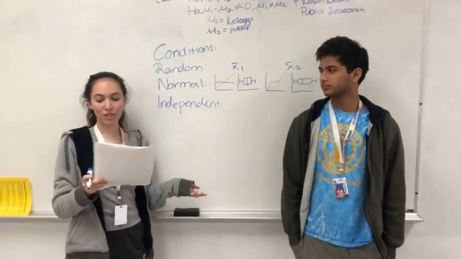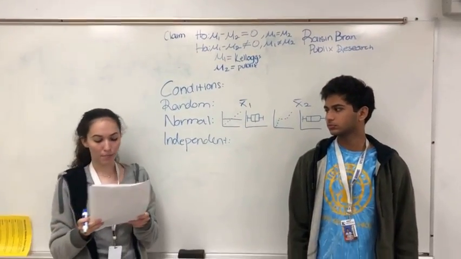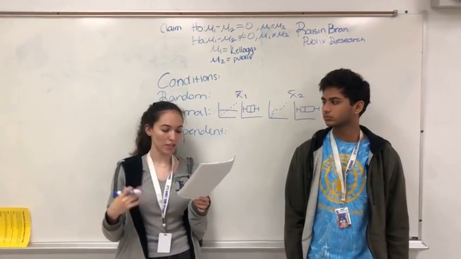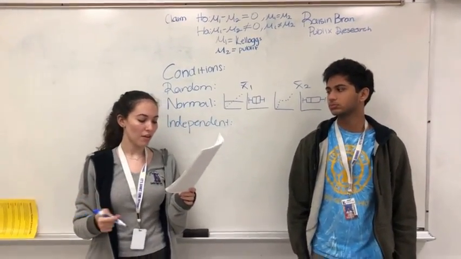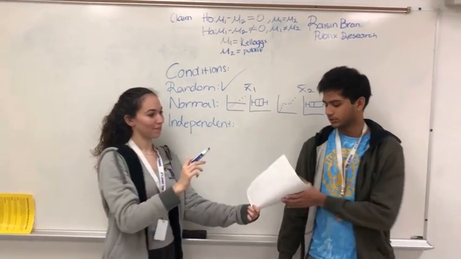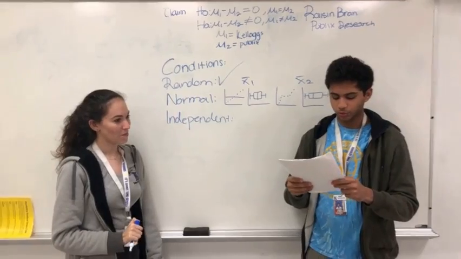Random. So numerous of our research analysts went to Publix various times within like a 2-day span, and chose a box of Kellogg's or Publix Raisin Bran from the shelf at random. So that checks off random. And now we have normal.